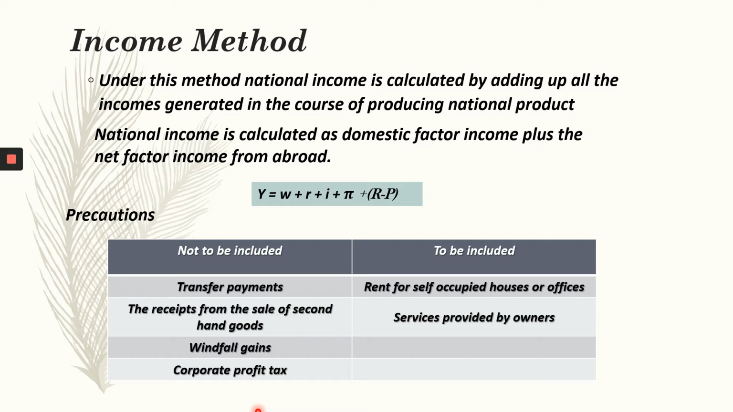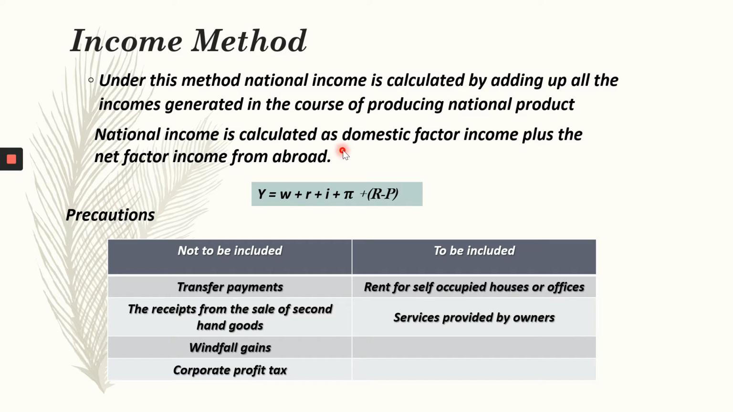What do you mean by income method? Income method is calculating the national income from the distribution side. Distribution means we need the factors of production to create goods and services. So when they render something to us, we have to give them factor incomes. Under this method, national income is calculated by adding up all the incomes generated in the course of producing the national product. So all incomes distributed to the factors of production must be calculated, and in this way you can calculate the income method.